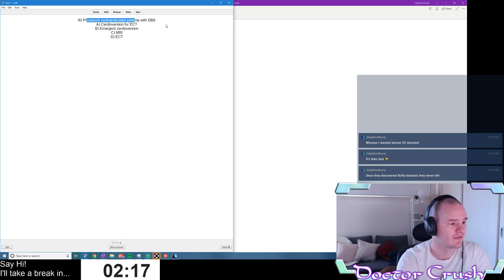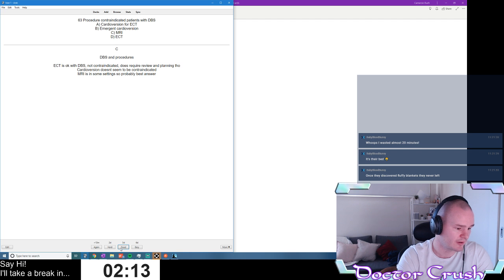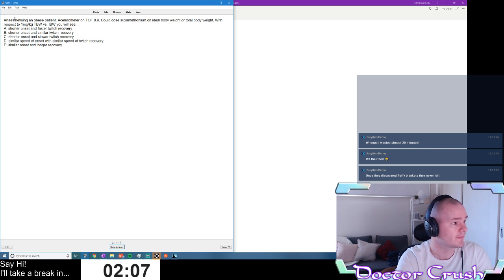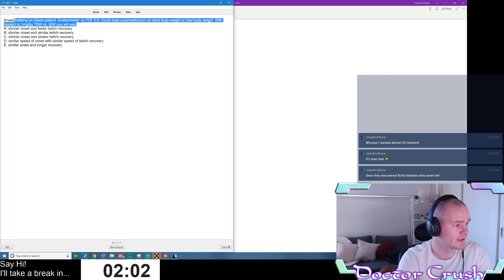Procedures contraindicated for patients with a stimulated MRI. Got something in your brain that's made of metal, you don't go near a giant magnet. Sensitizing an obese patient. The train-of-four accelerometer reads 0.9. Could you dose succinylcholine on ideal body weight or total body weight? Kilo total body versus ideal body weight.